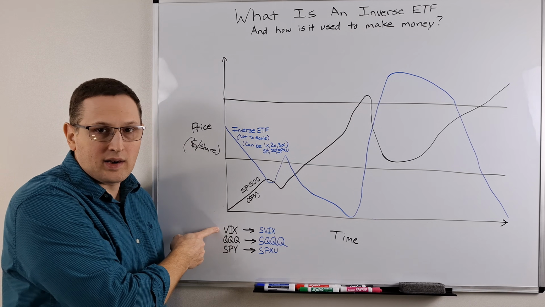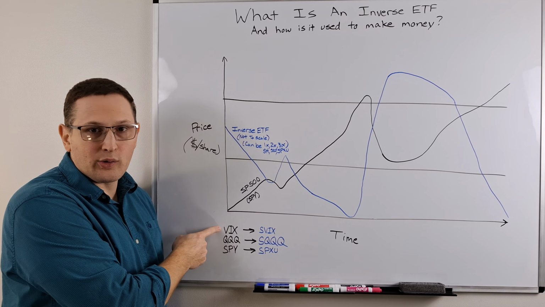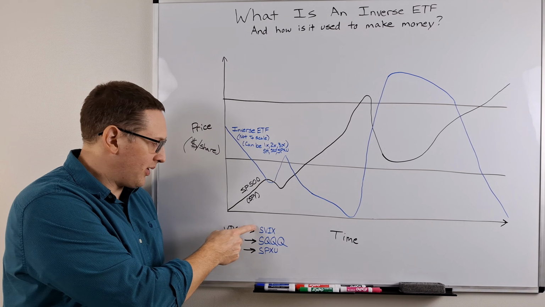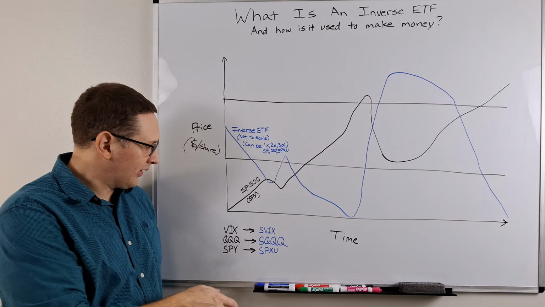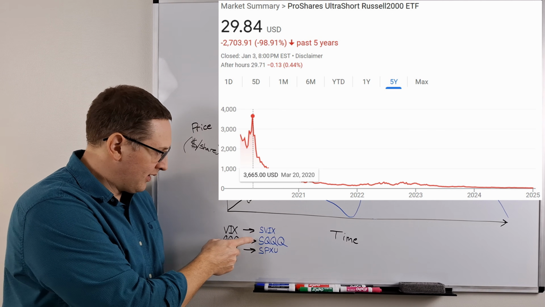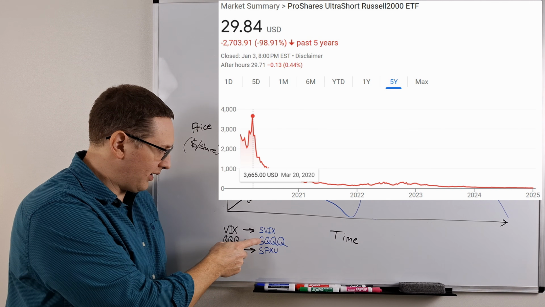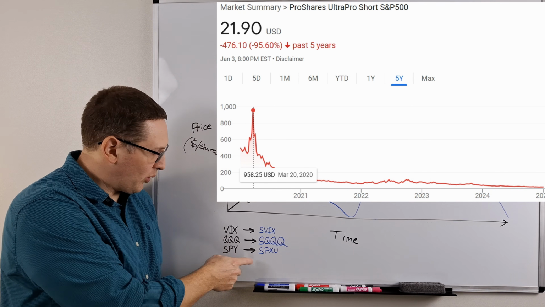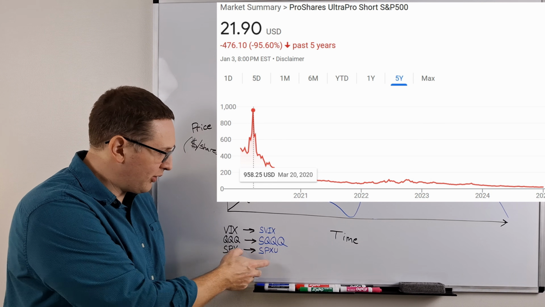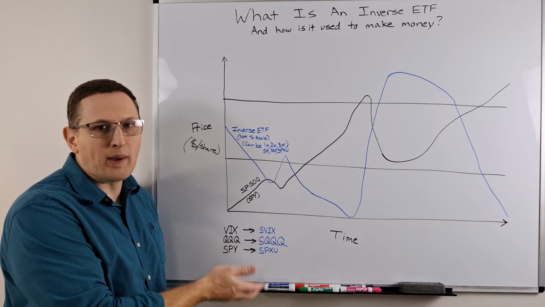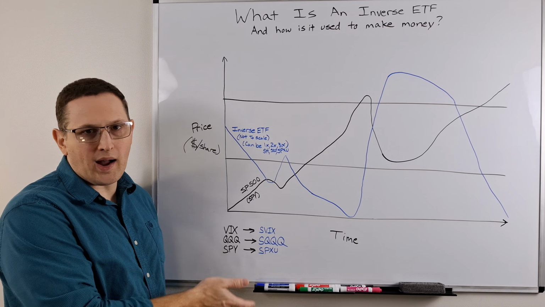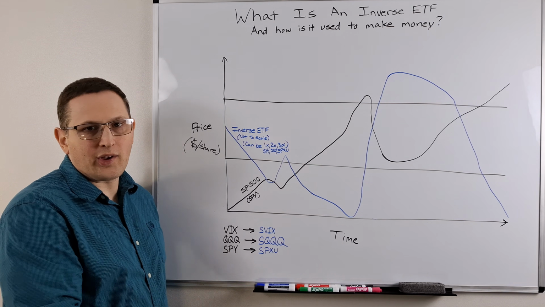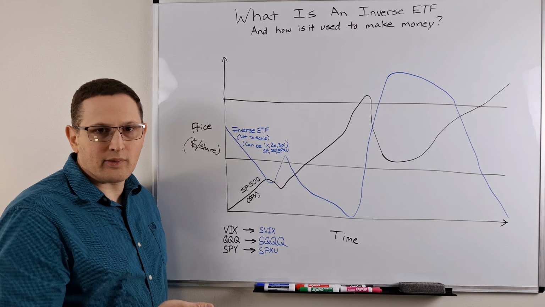VIX is the volatility index. So basically, if this goes up, people have fear. The opposite of that is SVIX. This is basically tech. So the opposite of that is SQQQ. And if you have SPY, one of the opposites would be SPXU. These are not the only ones. There's many out there. I'm not saying to buy these. I'm just saying that these are some of the ideas that you can look at for inverse ETFs.